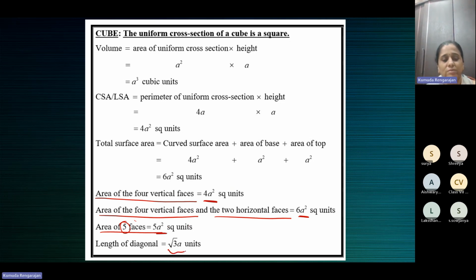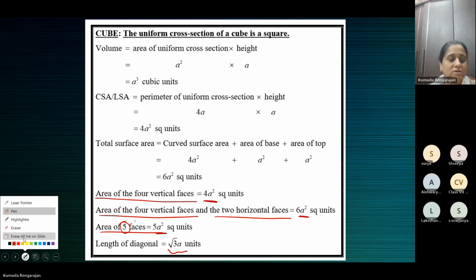And one more thing you'll have to remember is the length of the diagonal of a cube. The length of the diagonal of the cube is given by the formula √3a units. Is this fine, children?